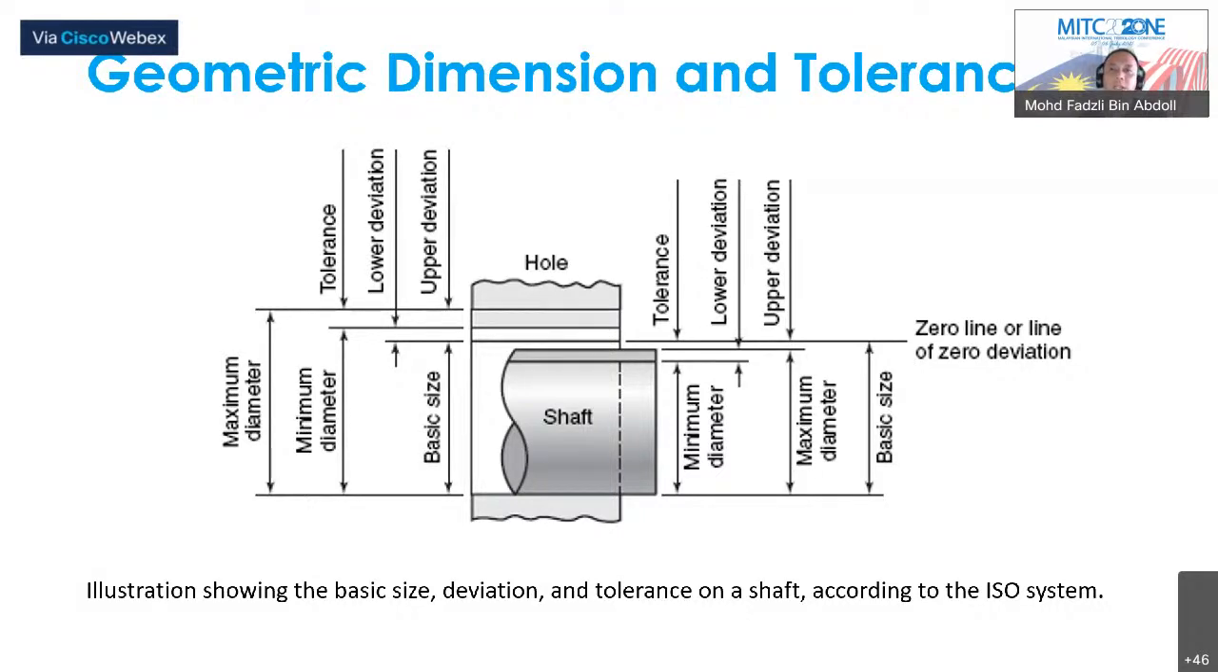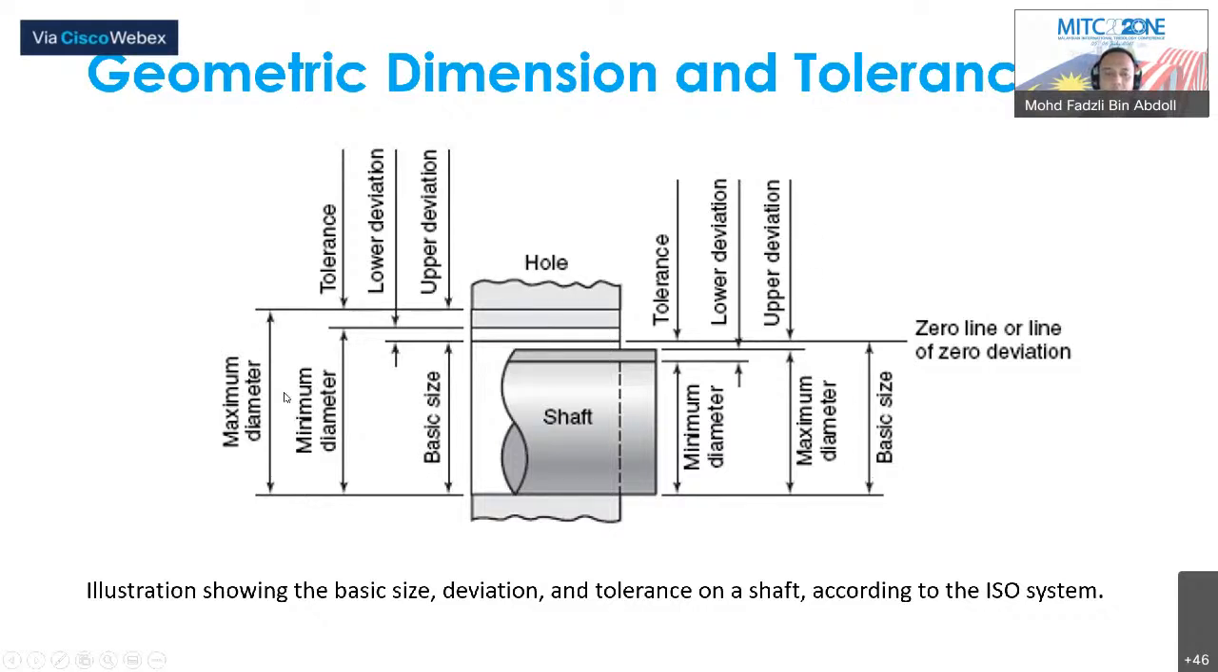Okay, this is the geometry. This is the illustration showing the basic size, deviation, and tolerance on the shaft according to the ISO system lah. Kalau kata ni adalah hole, ni adalah shaft, yang ni adalah minimum diameter of shaft, ini adalah maximum diameter of the shaft. Jadi antara minimum dan juga maksimum kita panggil tolerance. Okay, and then antara minimum diameter dengan zero line ni, zero line of deviation, kita panggil dia lower deviation. Okay, and then antara maximum dan juga zero line ni kita panggil upper deviation.